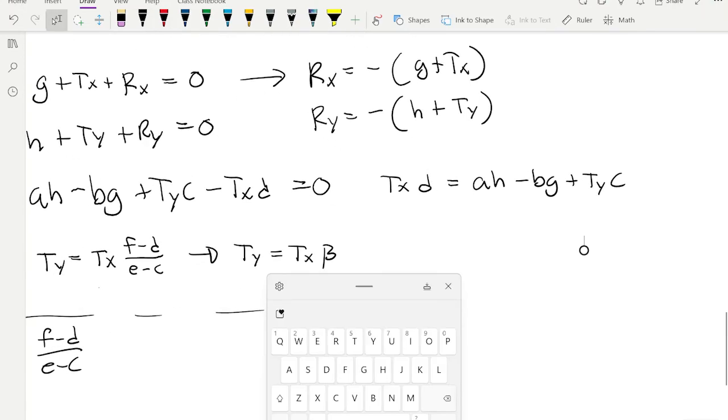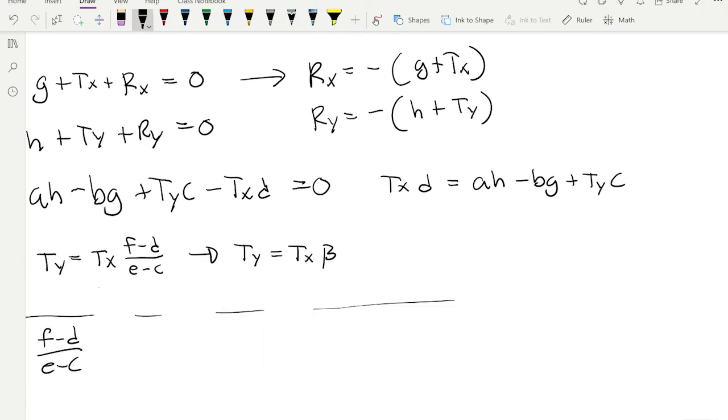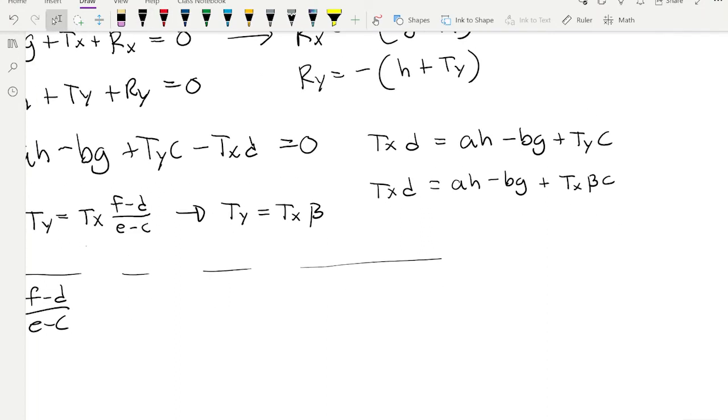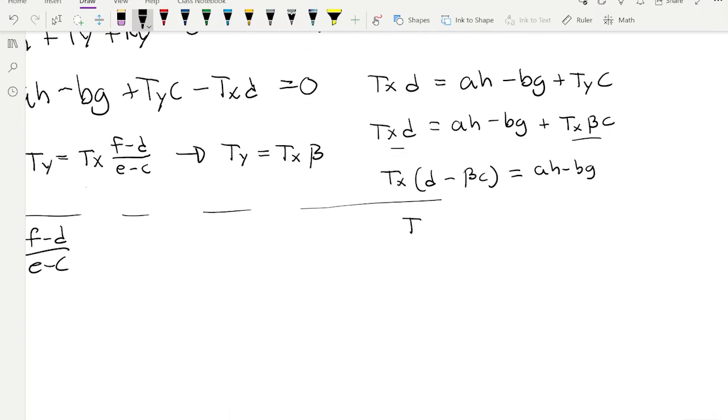Okay, so let's do another simplification real quick. Just say that we plug in this guy into here. So we get Tx D equals AH minus BG plus Tx beta C. All right, let's bring these things to the one side real quick. We got Tx times D minus beta C is AH minus BG. So then Tx equals AH minus BG over D minus beta C.